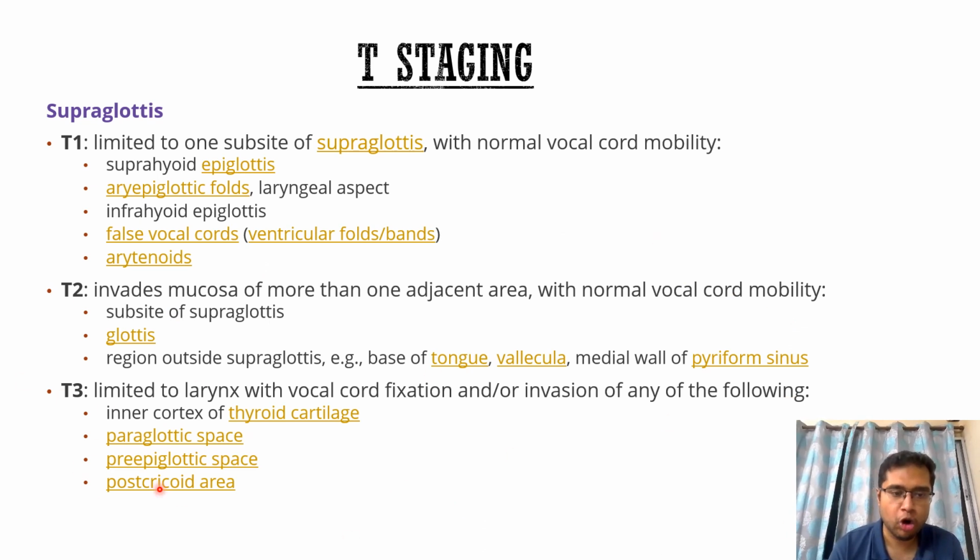That is involvement of the glottis, or regions outside the supraglottis, that is base of tongue, vallecula. T3 is limited to the larynx with vocal cord fixation and invasion of any one of the following structures. That is inner cortex of the thyroid cartilage, paraglottic space, pre-epiglottic space and post-cricoid area.